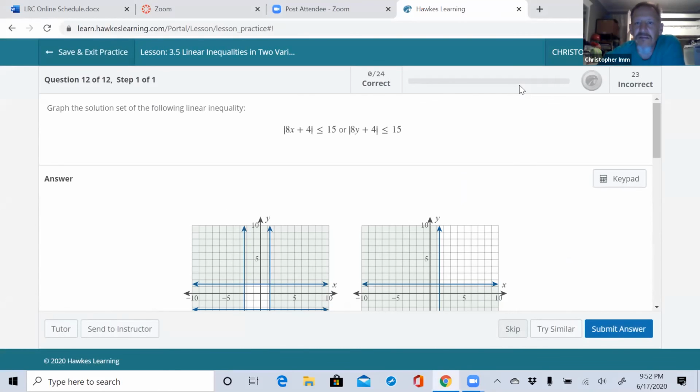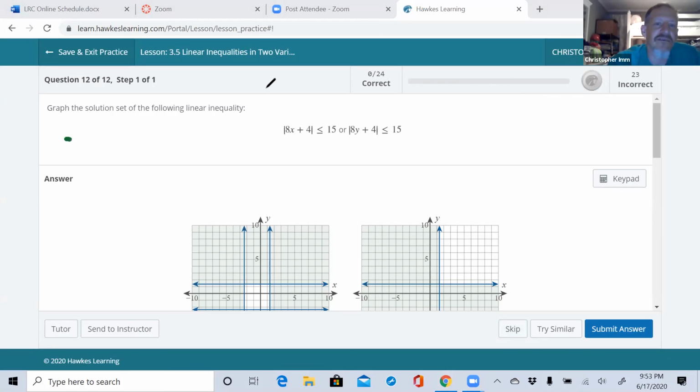Okay, it was like this. So we have the absolute value of 8x plus 4 is less than or equal to 15, or the absolute value of 8y plus 4 is less than or equal to 15. So these two, I would say, let's make them into compound inequalities to get rid of those absolute values. If we do that, it becomes a little bit more efficient.